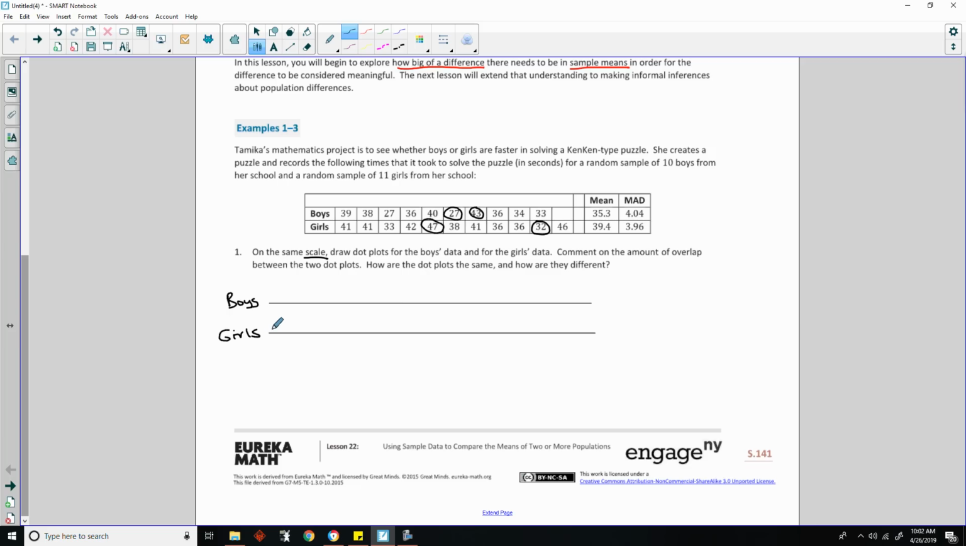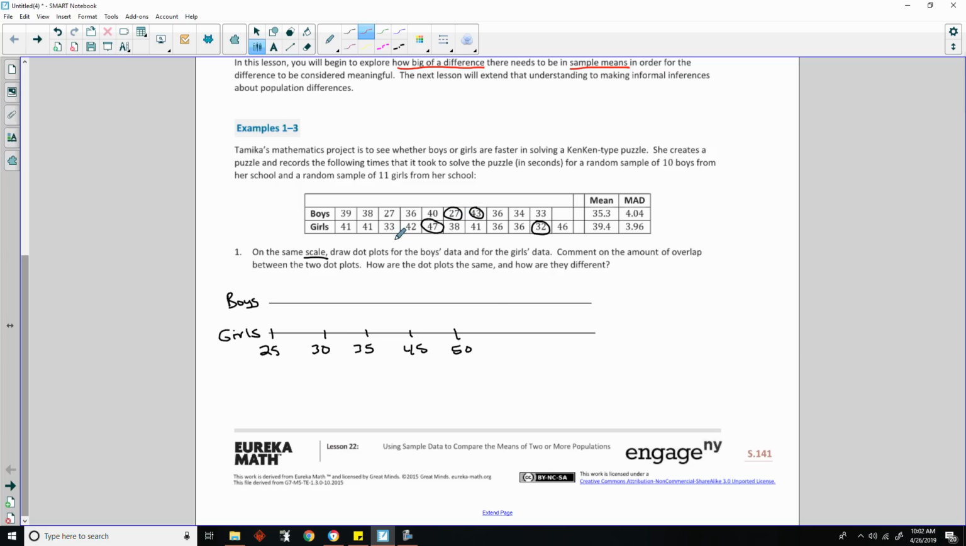So I'm going to start my scale at 25. There's nothing below 25 in either the boys or the girls. And let's do increments of 5. So here's 30, and then 35, and you know what I'm doing. And where do I stop? Okay, well, how about 50? Because there's nothing higher than 47.